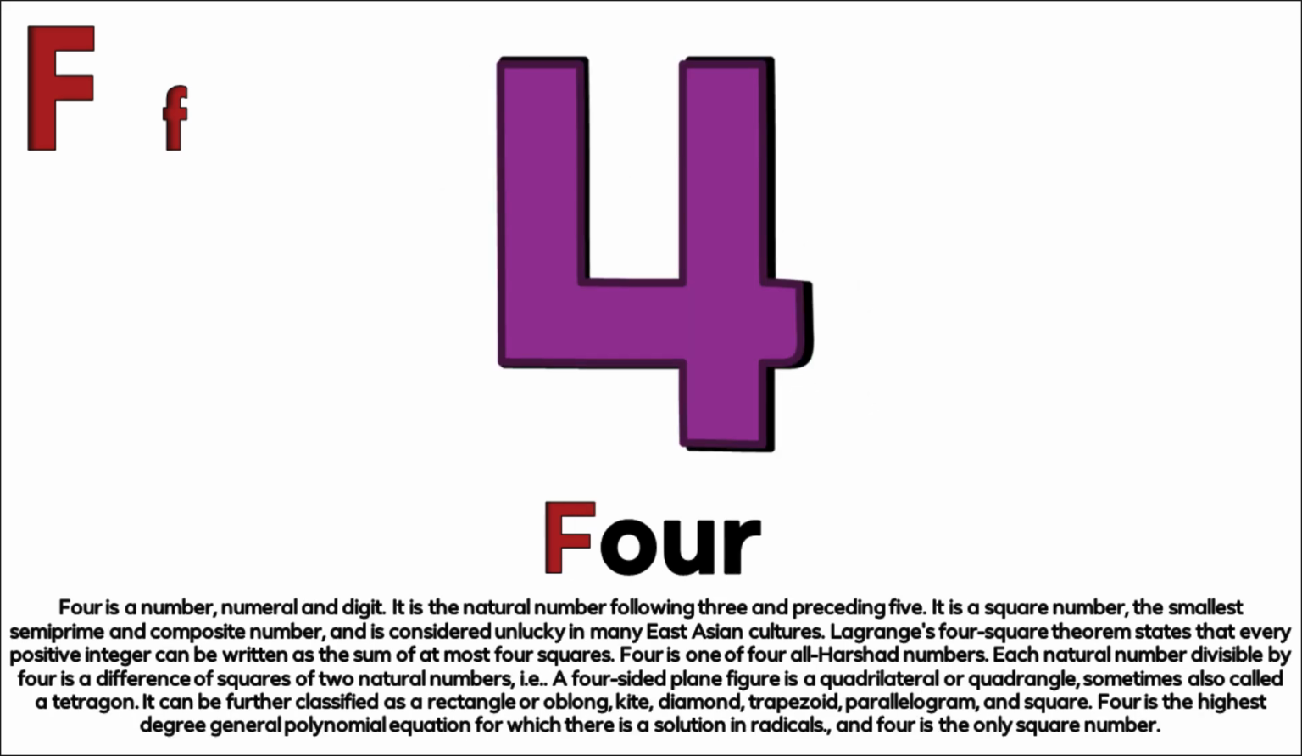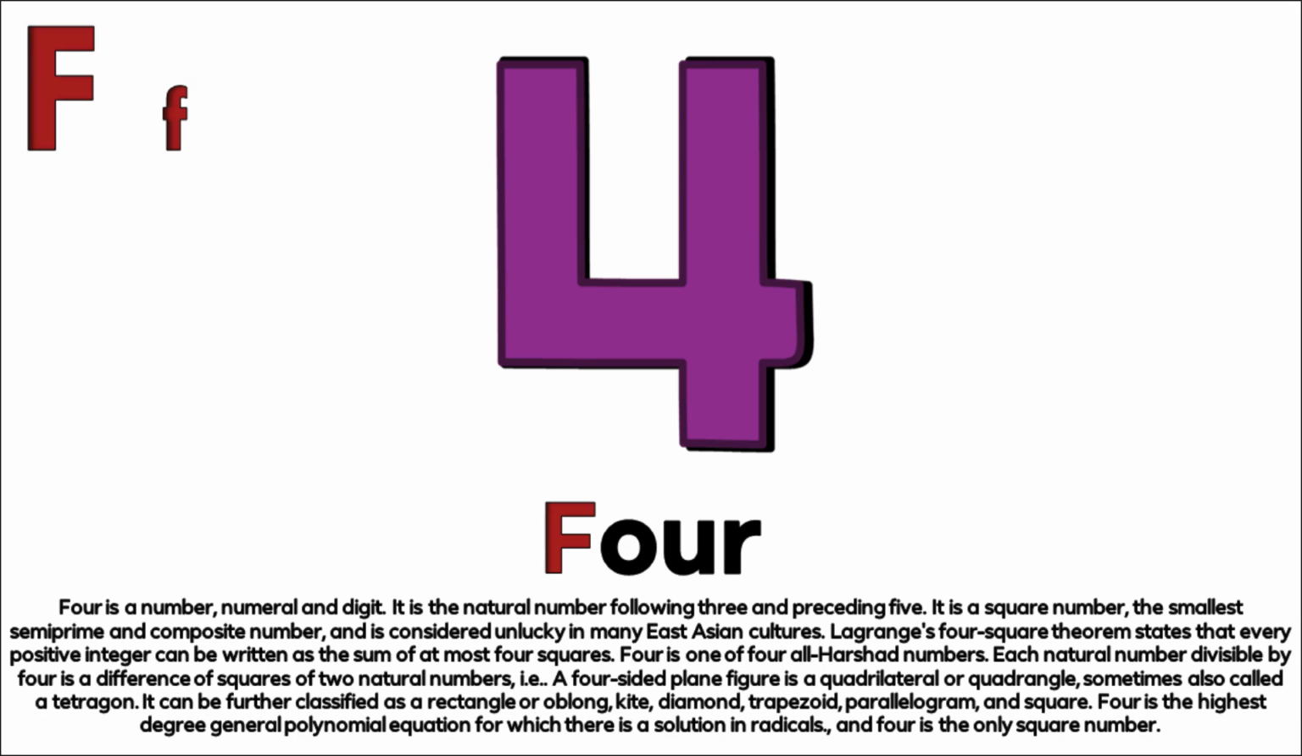F. 4. 4 is a number, numeral, and digit. It is the natural number following 3 and preceding 5. It is a square number, the smallest semi-prime and composite number, and is considered unlucky in many East Asian cultures. Lagrange's four-square theorem states that every positive integer can be written as the sum of at most 4 squares. 4 is one of 4 Al-Harshad numbers.